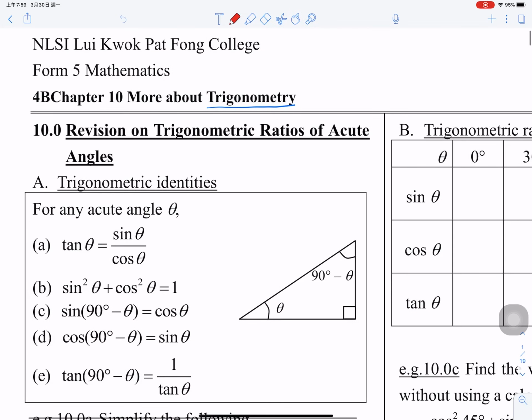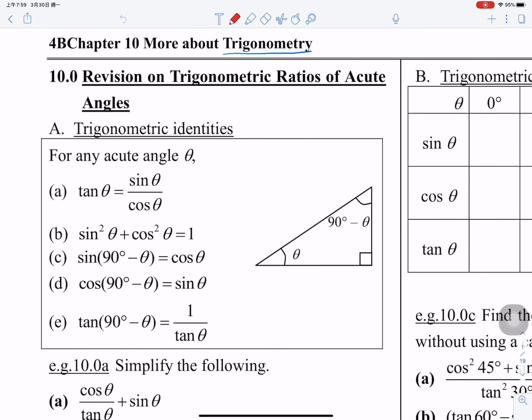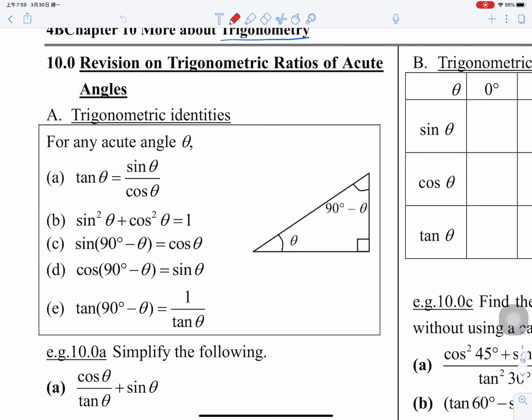Besides, let's see some trigonometric identities. For any acute angle, tangent theta equals sine theta over cosine theta. This is the first one. Another identity: sine square theta plus cosine square theta equals 1.